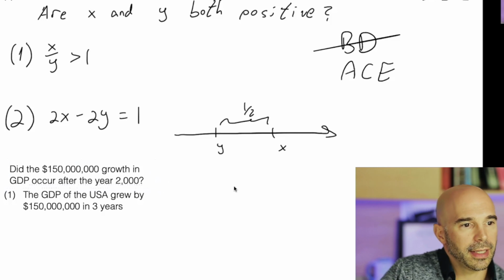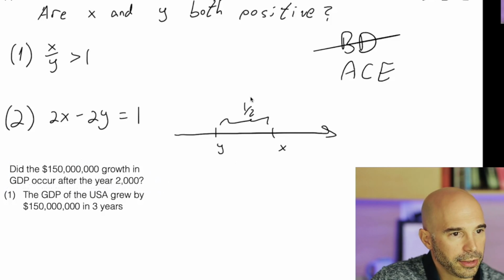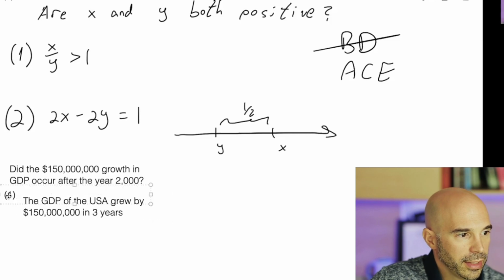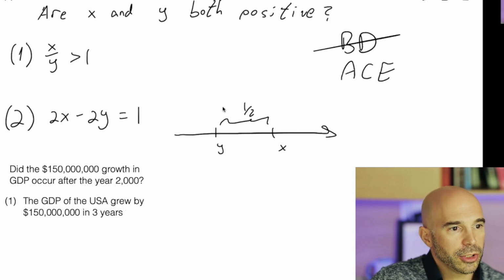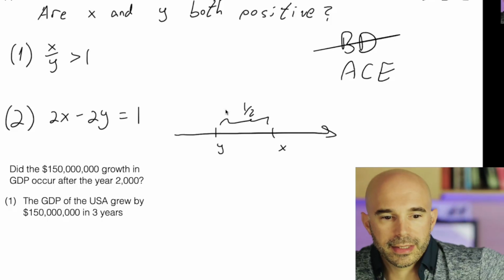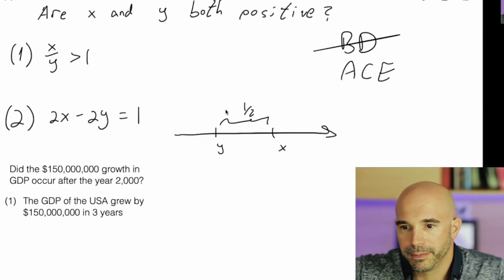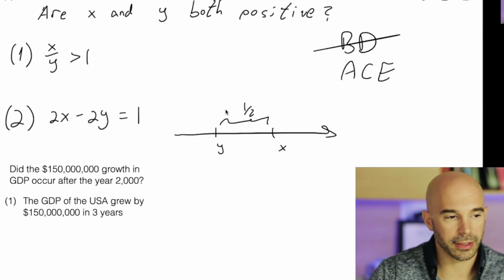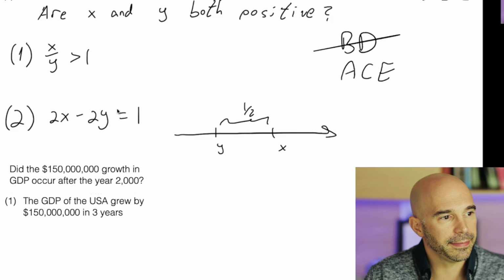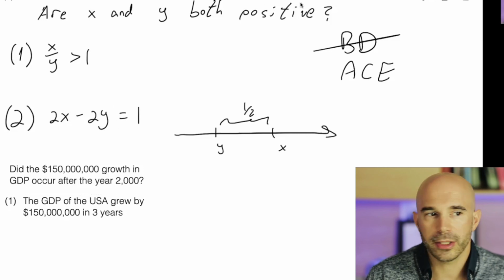The question stem doesn't tell us how many years it took for the GDP to grow by 150 million, right? Statement 1 does tell us that. But the question wants to know, did this growth happen after the year 2000? And statement 1 tells us how long the growth took to happen. This statement is not sufficient. This statement doesn't have any chance of being sufficient, just as this statement has no chance of being sufficient to answer this question, because this question is interested in which side of 0 they're on, and this just tells you how far apart they are.